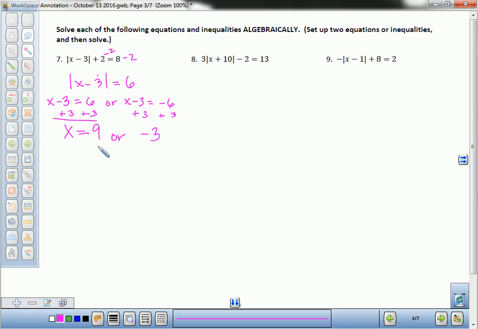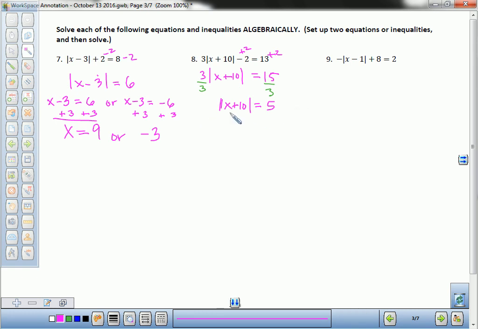Okay. Number 8, we're going to isolate the absolute value. So we're going to move the 2 over. Then we're going to divide by 3. All right. I get the absolute value of x plus 10 equals 5. Well, this is something that is possible. It's possible for an absolute value to equal a positive number.